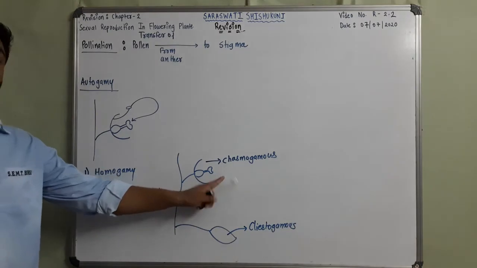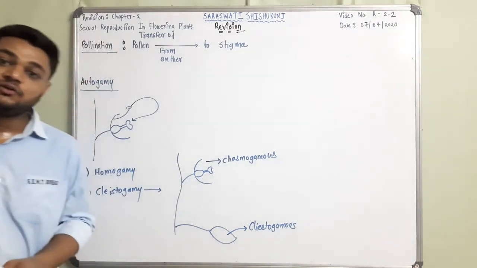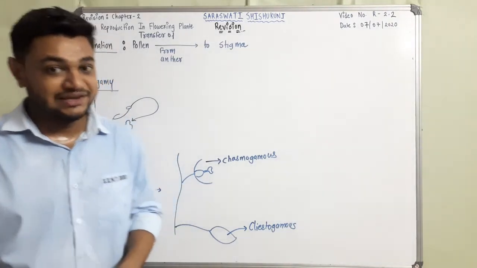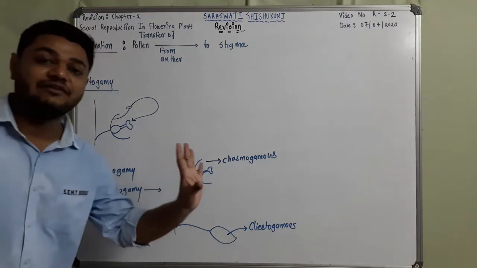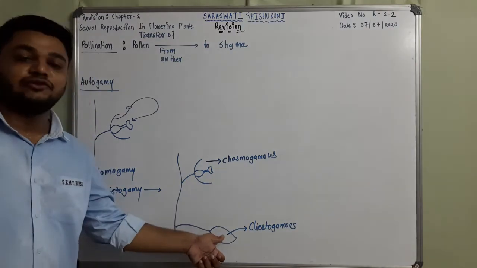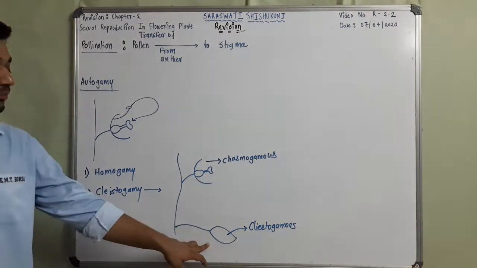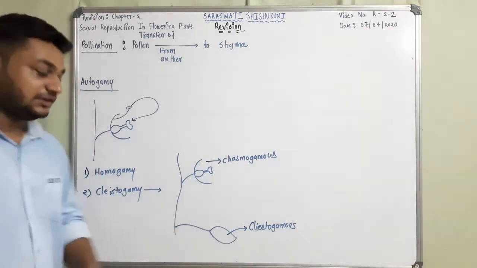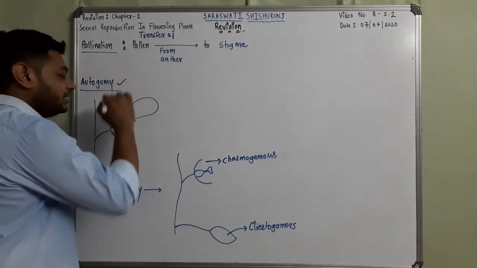In chasmogamous flowers, all the possibilities can occur: autogamy, geitonogamy, as well as xenogamy. Why? Because the flower is open, right? These are aerial flowers, and the cleistogamous ones are underground flowers. So in these, compulsory self pollination, that is autogamy, will only occur.